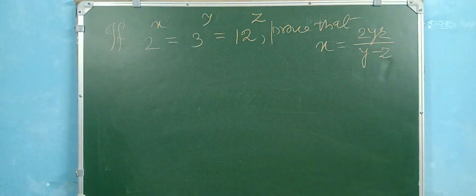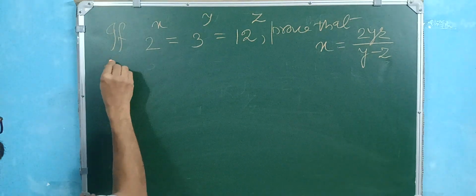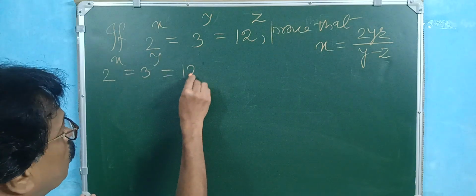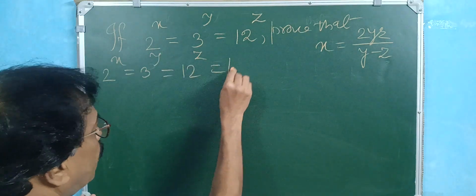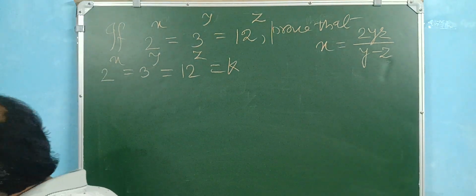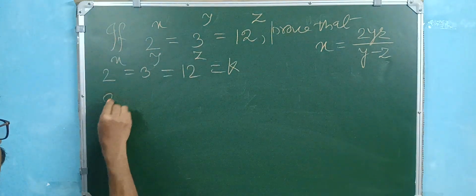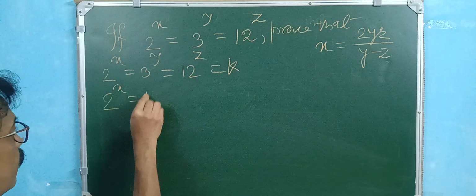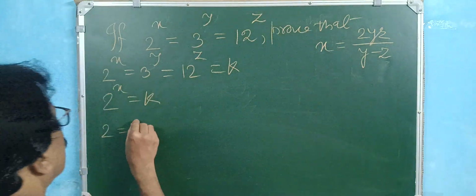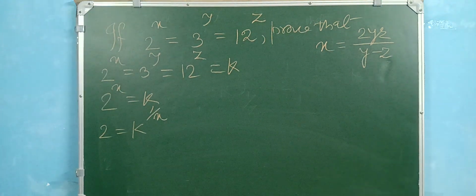No problem. You follow the same process. Let 2 to the power x equal to 3 to the power y equal to 12 to the power z, and take this equal to k. So it is the same as the previous sum. So 2 to the power x is equal to k, so actually 2 is equal to k to the power 1 by x.